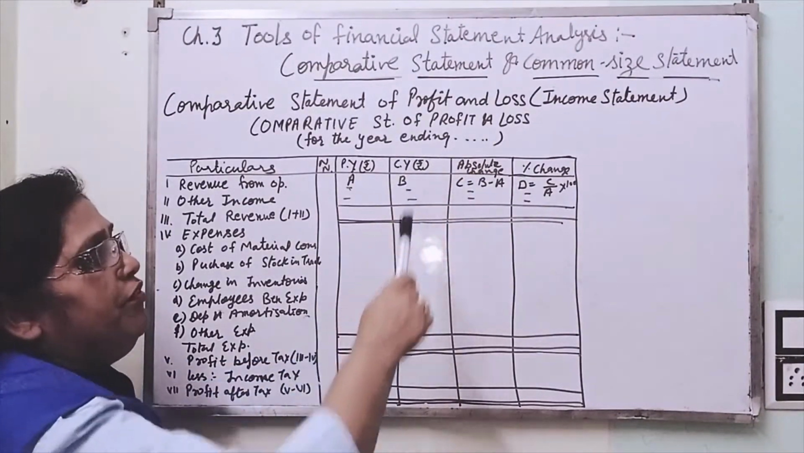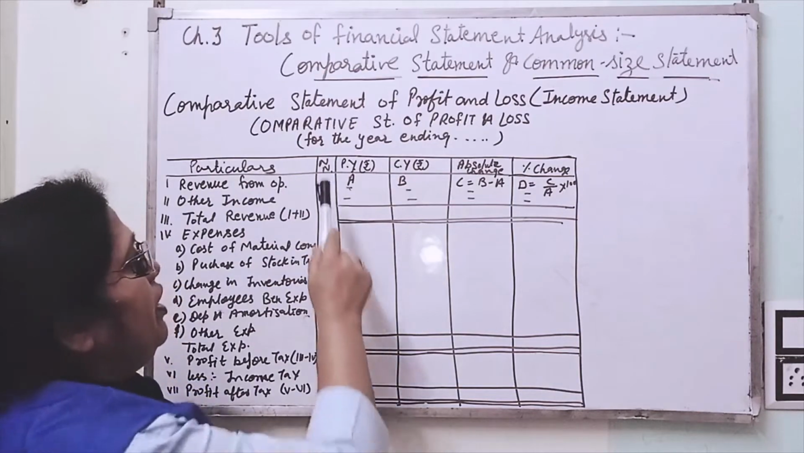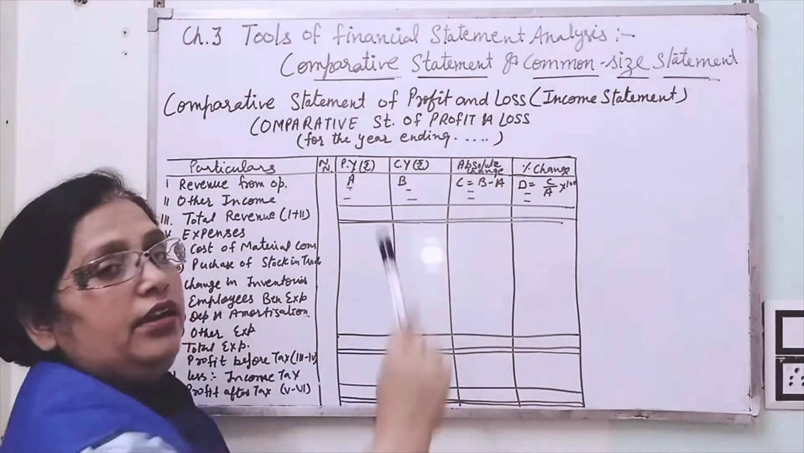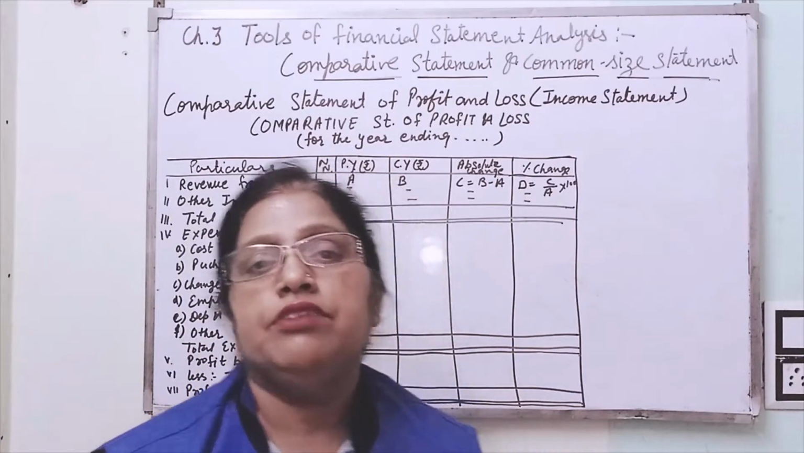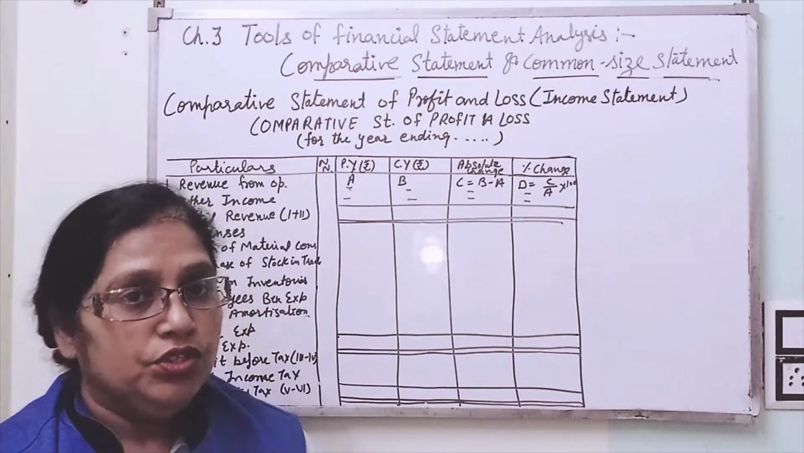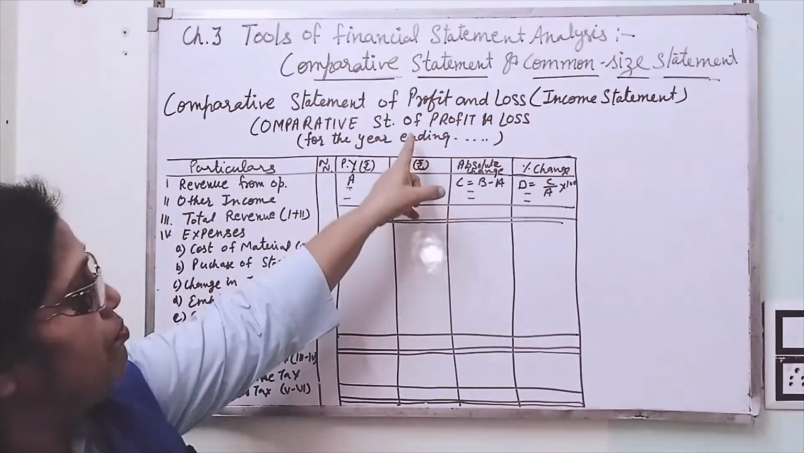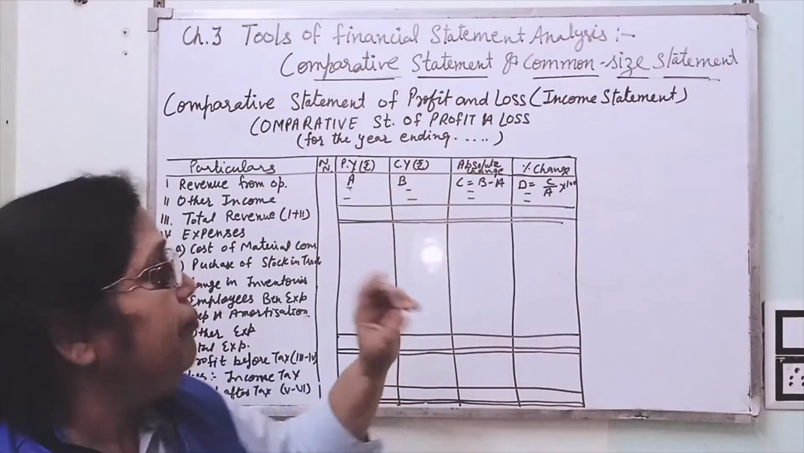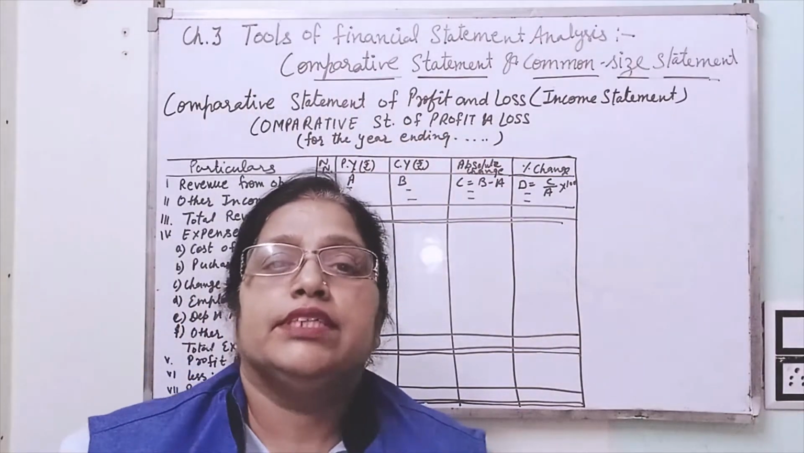As we know that profit and loss is prepared at the end of the accounting period, so we have to write for the year ending and month and number of the year. But in case of balance sheet, we know that balance sheet is prepared on a particular date, so we have to write as at. And in case of profit and loss, we have to write for the year ending. Clear?